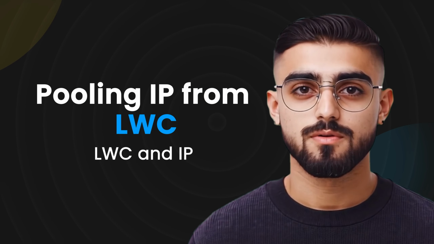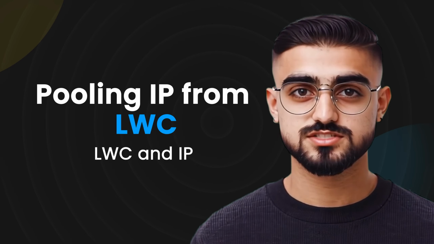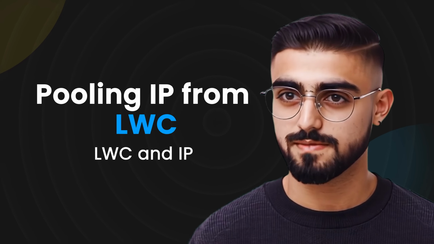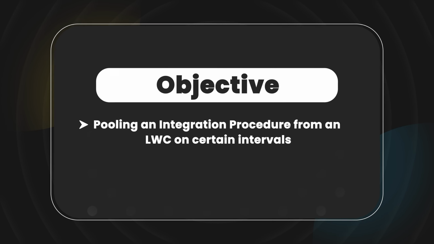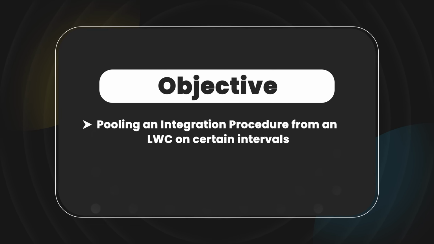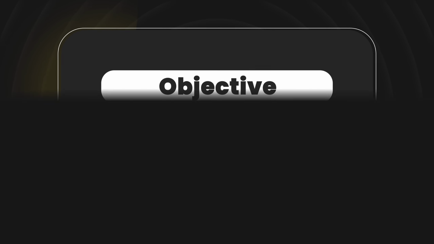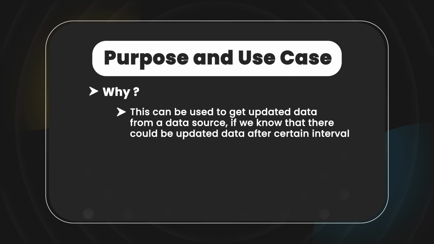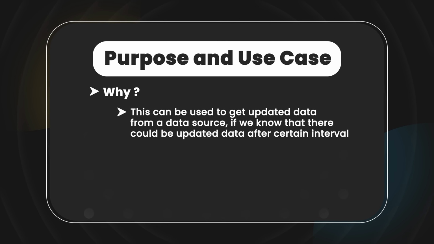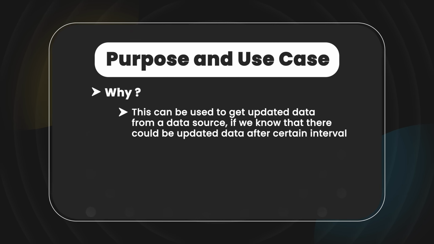In this video, we're gonna see how we can poll an integration procedure from an LWC to get the most updated data from a data source. The objective of this video is to write some code in LWC to poll an integration procedure at a certain interval so that we can get the most updated data and display that on our LWC. This can be used to get the most updated data from a data source. We know that this data is changing constantly and we want that data on a UI, the most updated data on a UI. We can use this code to do that.